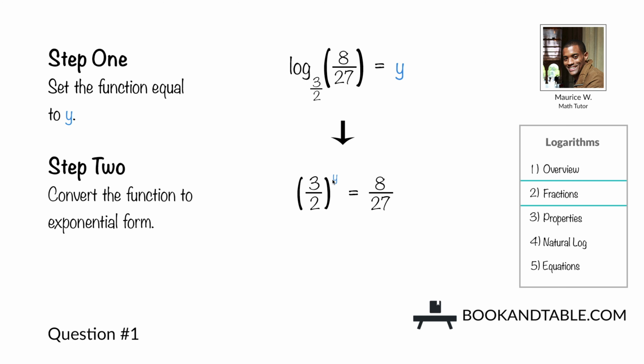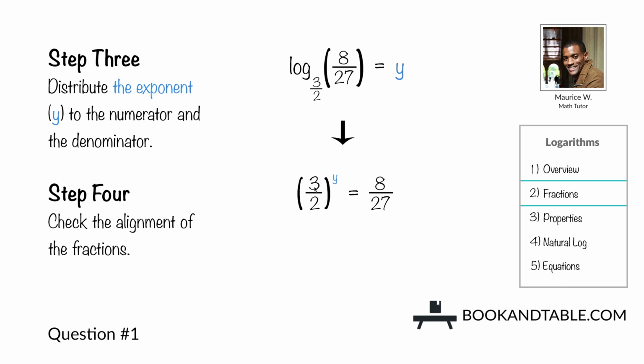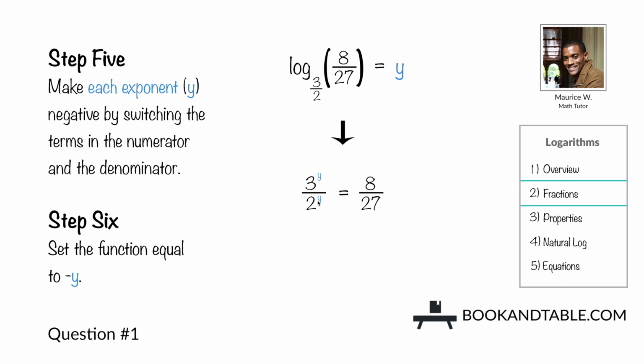And now, step 3, we want to distribute the exponent y to the numerator and the denominator, giving us 3 to a power of y over 2 to a power of y is equal to 8/27. And now, once we do that, we can check the alignment of the fractions. And we see that this base 3 cannot be multiplied times itself to get a product of 8. And in the denominator, we have 2 to a power of y is equal to 27, and this does not check out since this base 2 cannot be multiplied times itself to get a product of 27. So this lets us know that we'll need to switch the terms in the numerator and the denominator.